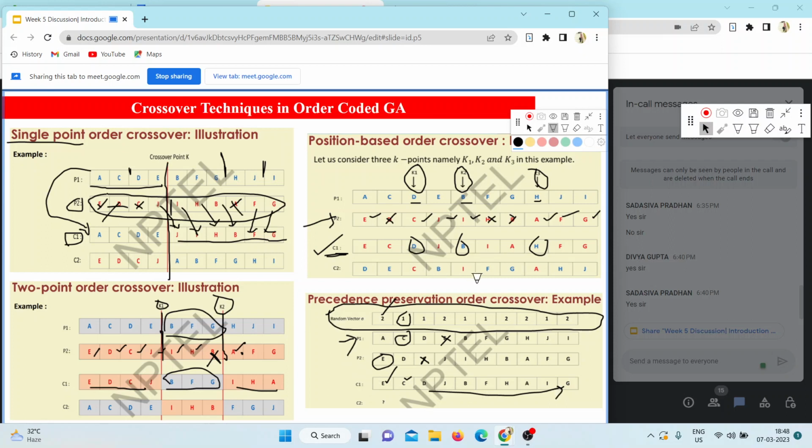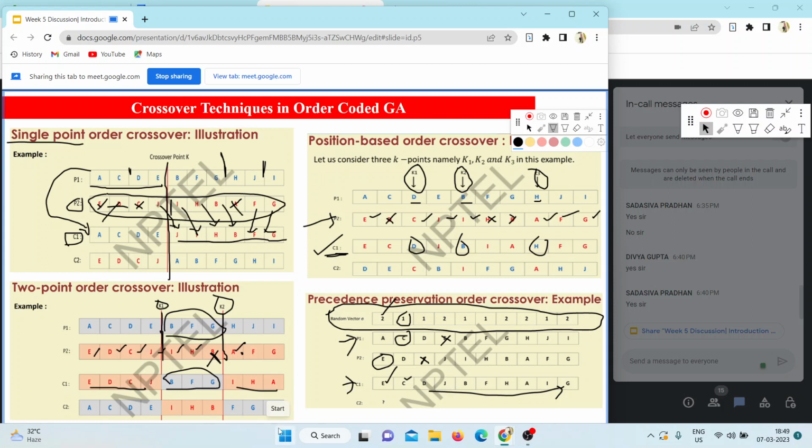So again I am repeating, this precedence preservation order crossover is very similar to the uniform crossover in binary coded GA. As in binary coded GA uniform crossover, you are given a mask, and according to that mask you decide whether to swap the bits or not. Here the mask decides whether you should select from P1 or from P2. If 2 is written, then you select from P2. If 1 is written, then you select from P1. But you have to take care that no bit should be repeated more than once in your children string. So this is the logic.